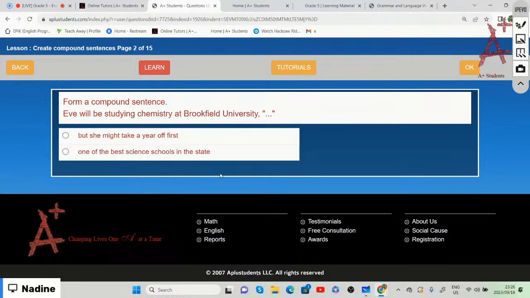All right, so if we choose the correct part of the sentence to form our compound sentence, then we will choose option one. So the first one, which is Eve will be studying chemistry at Brookfield University, but she will take a year off first. And the word but is there as the coordinating conjunction within that sentence.